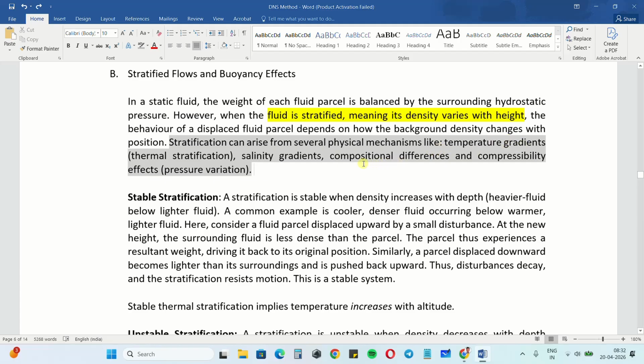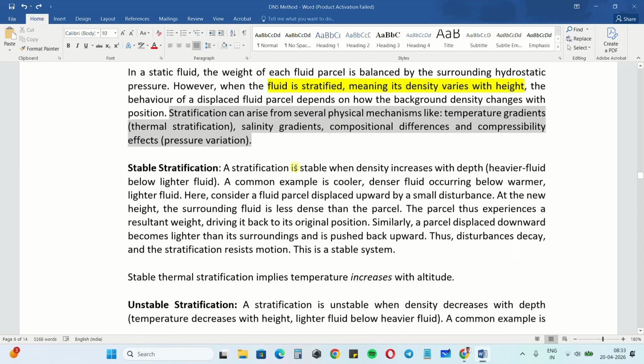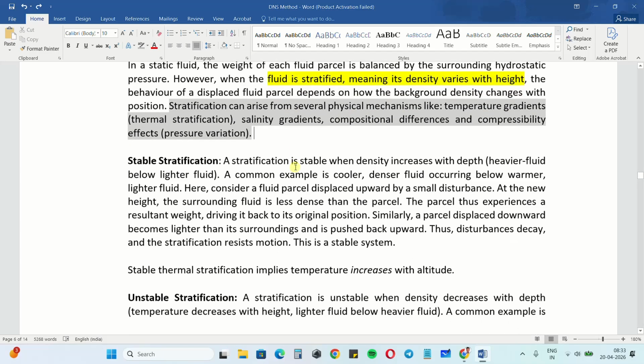If you consider ocean currents, perhaps you have salinity variation in the domain, and you can have density variation based on that. And also in compressible flows you have pressure driven density variation. In our case we are talking about thermal stratification. It can happen in three ways: it can be either a stable, neutral, or unstable condition.